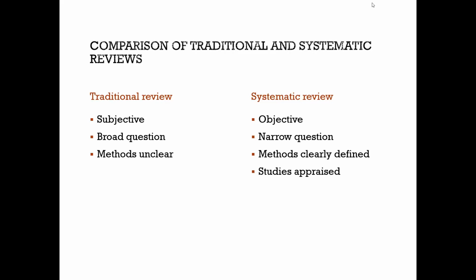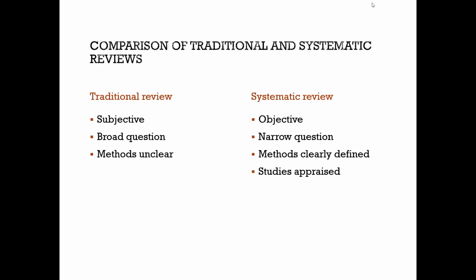So the traditional review will again have broad questions, like treatments for encephalopathy. So all the treatments. It will produce a mass of data and will not be very specific. However, a systematic review will have narrow questions, like this particular drug in the treatment of this particular disease. There will not be questions like all the treatments for chronic kidney disease. It will not be that way.